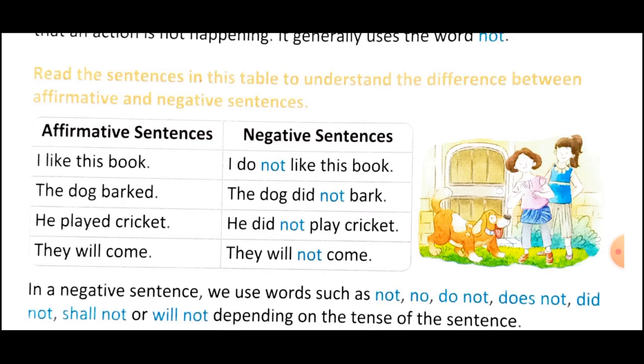Next is they will come. Here will, the helping verb, is directly given. To make it a negative sentence, you have to add not after will. So the sentence will be they will not come. In this way, you have to add not just after the helping verb.